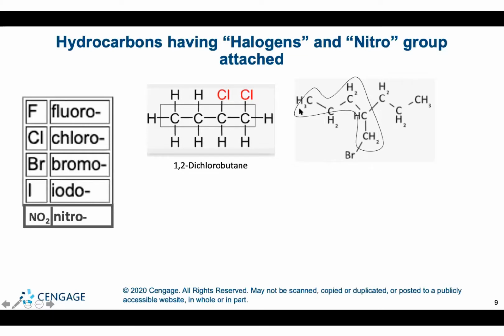Which side should I start numbering from? From the bromine, the CH2 that has a bromine attached to it. Why? Because I reach the branch sooner, which is bromine. Okay, so it's gonna be 1, 2, 3, 4, and 5. So it's gonna be 1-bromo-2-propylpentane. Okay.